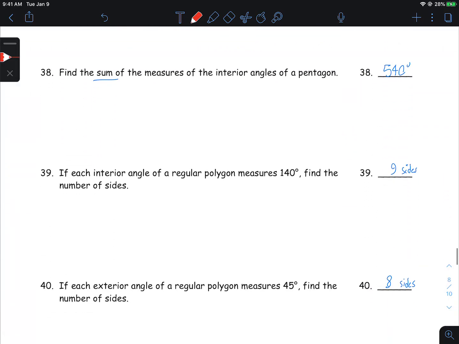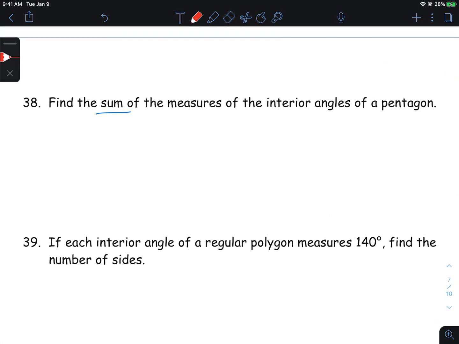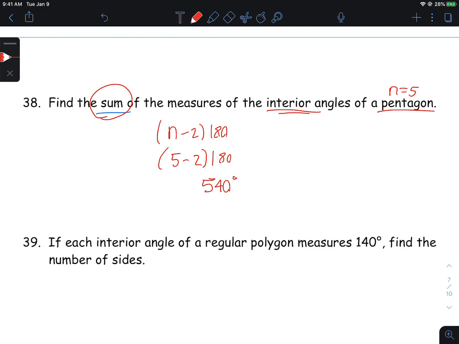Okay, moving along here, find the sum of the measures of the interior angles of a pentagon. Sorry, I kind of showed the answer there, but they say the sum, that's the key word there, interior, so we need to use the n minus 2 times 180 formula. And it's a pentagon, which means n is 5, or 5 sides. So it's just 5 minus 2 times 180, which is 3 times 180. 3 times 180 is 540 degrees, and that would be the sum right there.